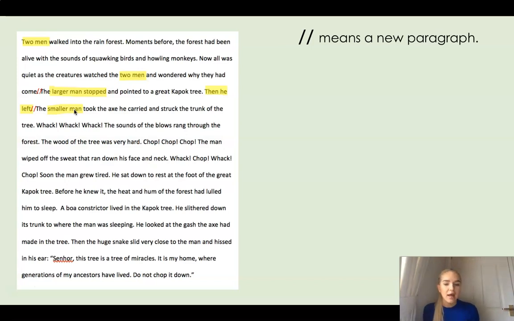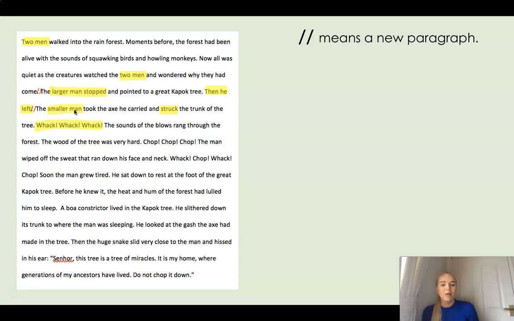So let's read on. And if the focus changes, I want you to just have a think about how it changes and what it changes to. The smaller man took the axe he carried and struck the trunk of the tree. Whack, whack, whack. So it's all about him hitting the tree, still about the small man. And he said whack, whack, whack.